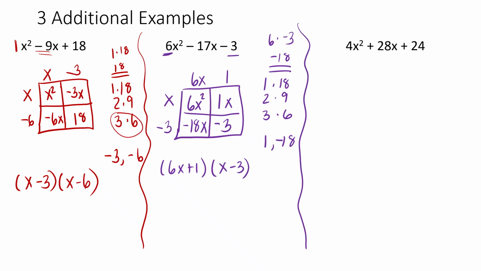Okay, last one. Remember to check for that GCF, and this one does have a GCF, and that is excellent news, okay? Because if I don't get the GCF, then my next step would be to multiply a times c, and 4 times 24 is equal to... I'm probably not going to do this problem because that number is going to be huge, and I'm going to be looking for pairs of factors that add up to 28, and the numbers are just going to be really big.